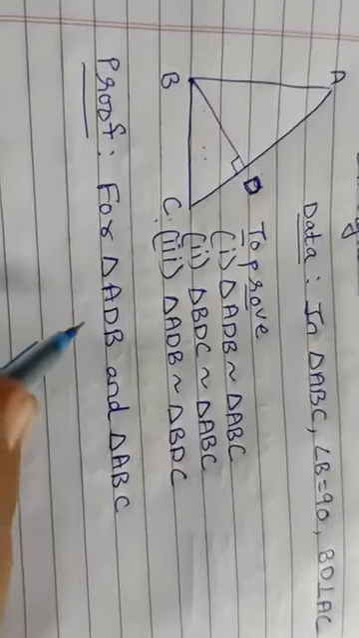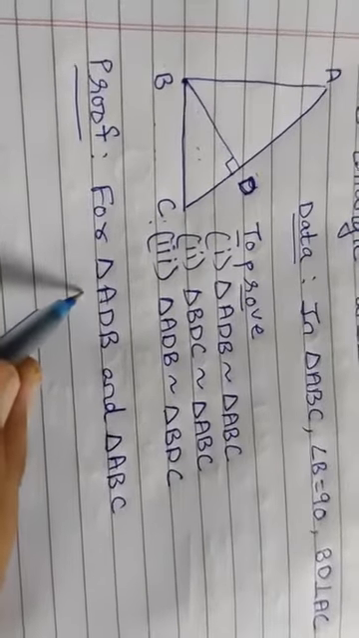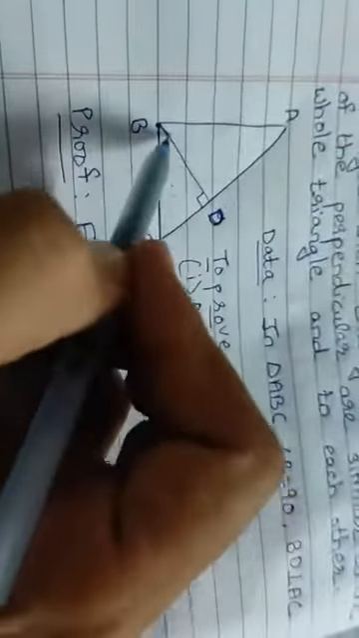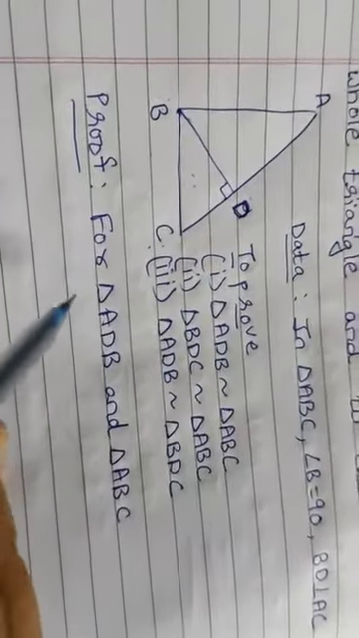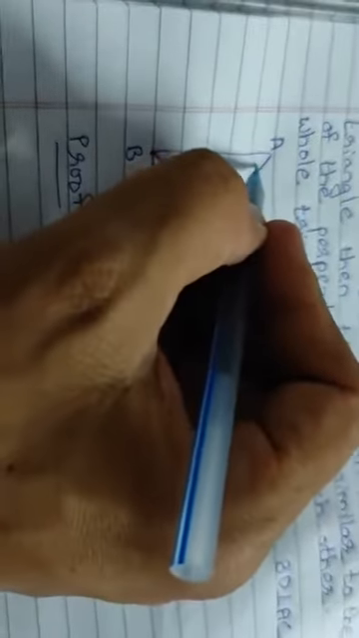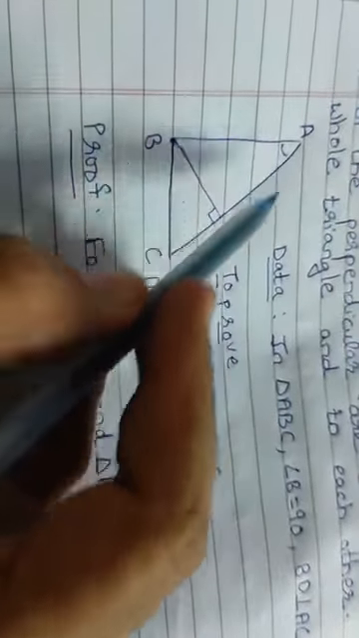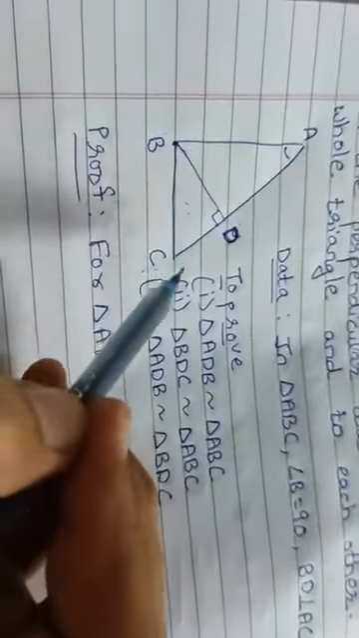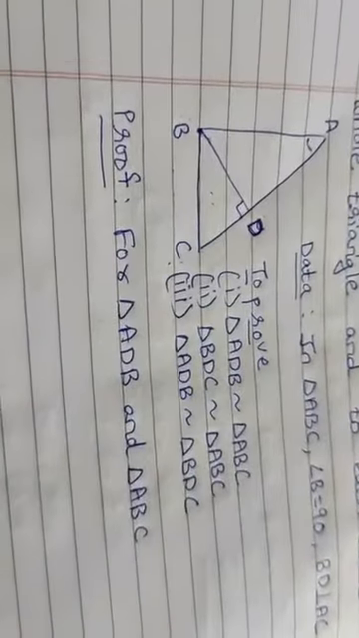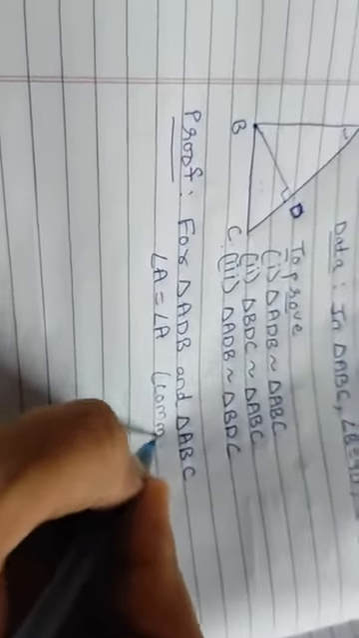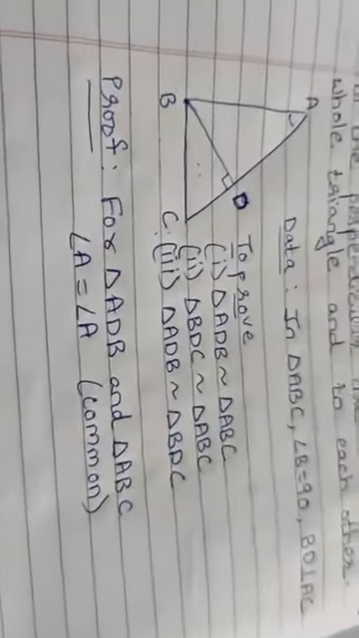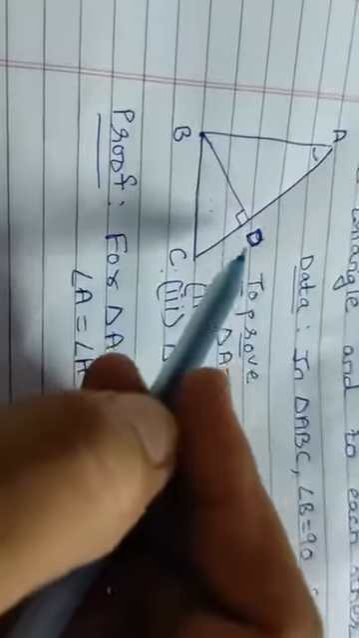Students, first of all please check, in triangle ADB and triangle ABC, is there a common angle which is common in both the triangles? So look at this A. In triangle ADB and in triangle ABC, in both the triangles, angle A is common. So here I am mentioning that angle A equals angle A, and in bracket I am mentioning common angle. Is it okay?